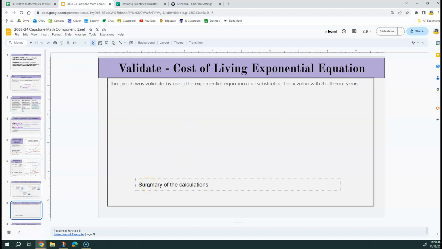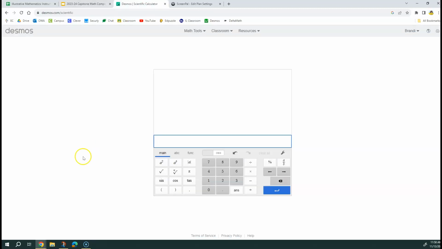We are going to work on slide 9, which is pretty much the same as slide number 8, even though I kept calling it slide number 7. Really, slide number 8. What we are working on is the validate cost of living exponential equation. This is slide 9. You will still need your Desmos calculator or a calculator, so please pause the video and get that pulled up. And you will still want to have your snip and sketch tool, screen grab, whatever piece you use.